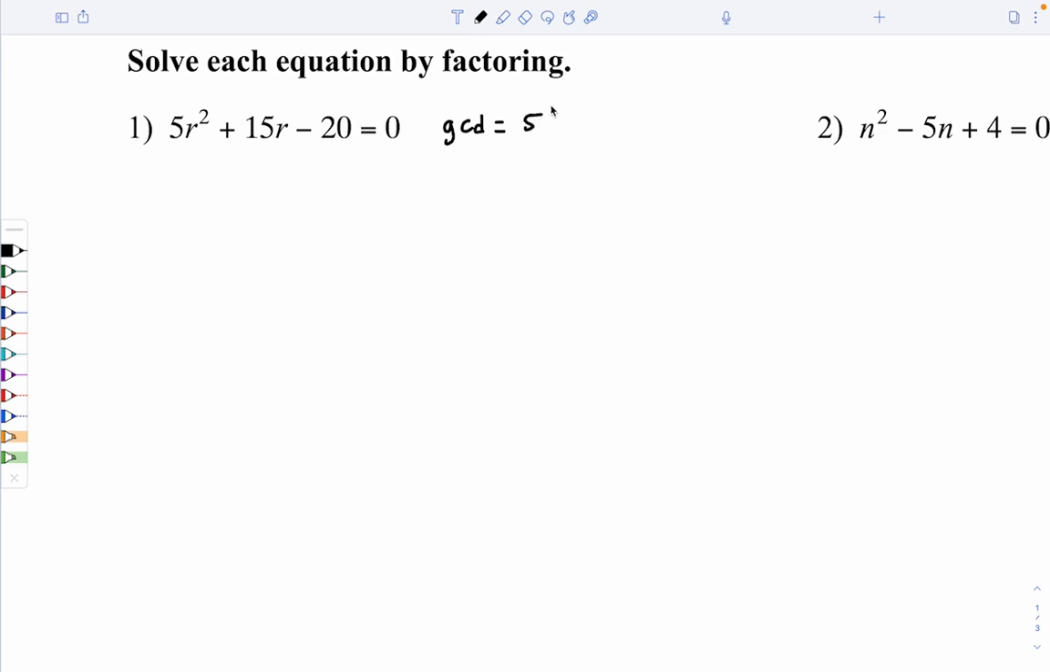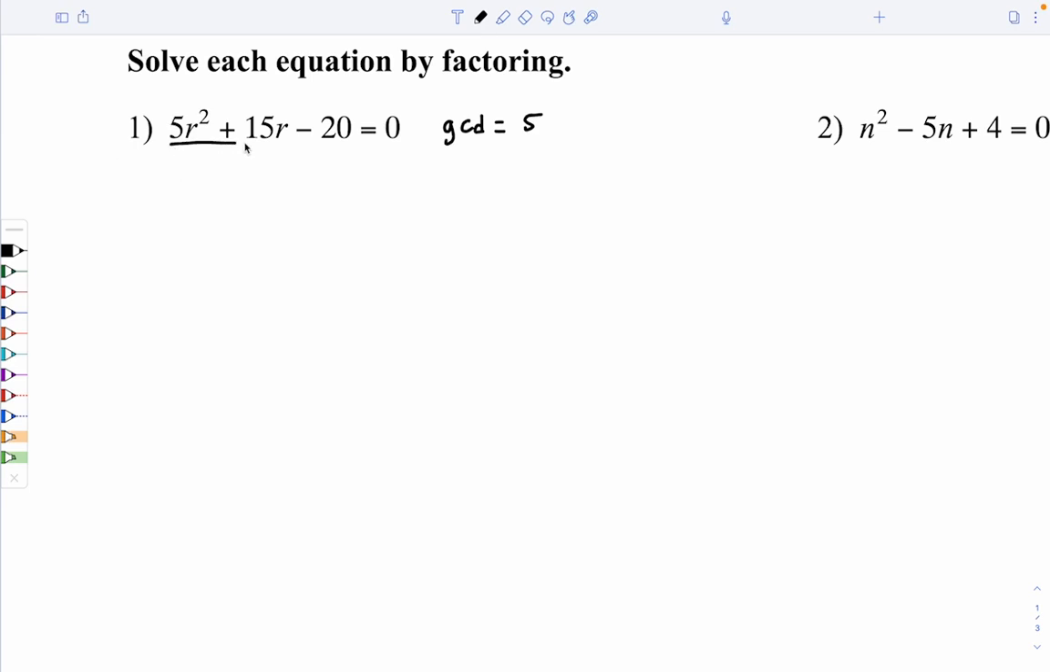The other thing you should check for is variables. How many terms are there here? Okay, 3 terms. Is there a variable in common in all of them? No. Okay, so if there was, you would need to include that in the GCD as well, but in this case, no. Okay, so the GCD is just 5.